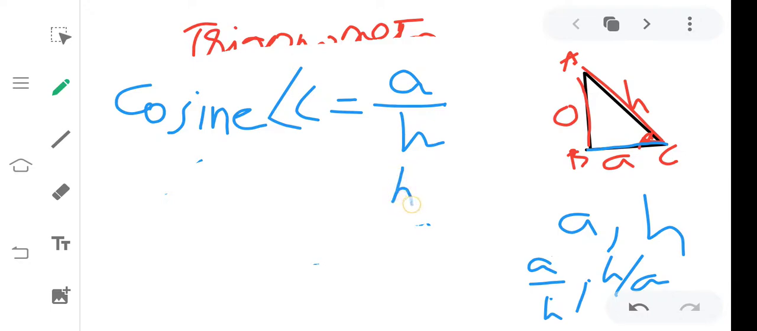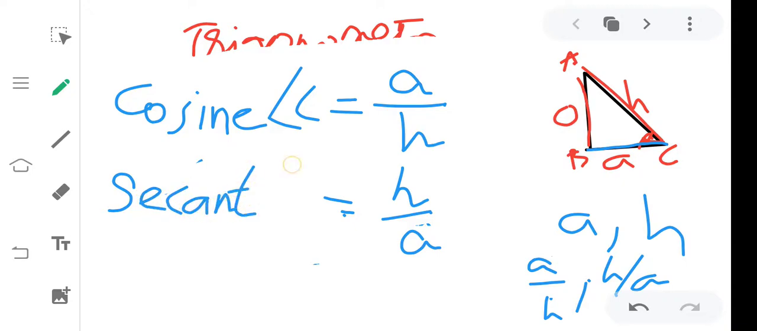So H by A, if you take H by A, that is known as secant of the angle. That means if cosine of an angle is A by H, adjacent by hypotenuse, then secant of that same angle is H by A.